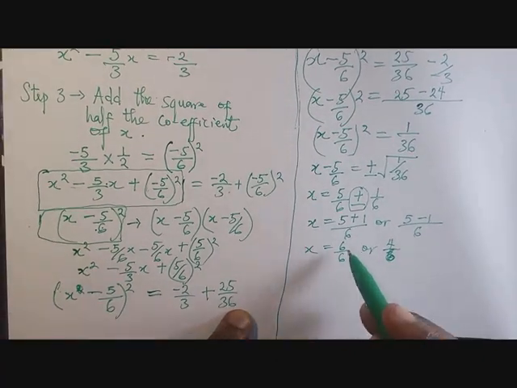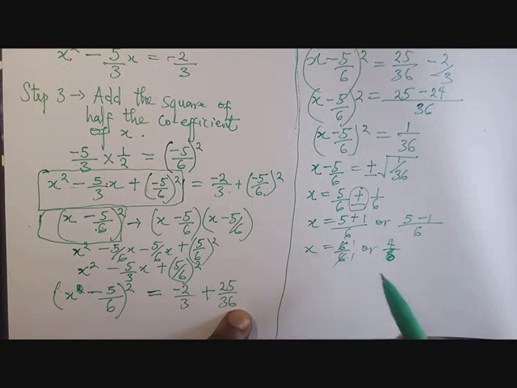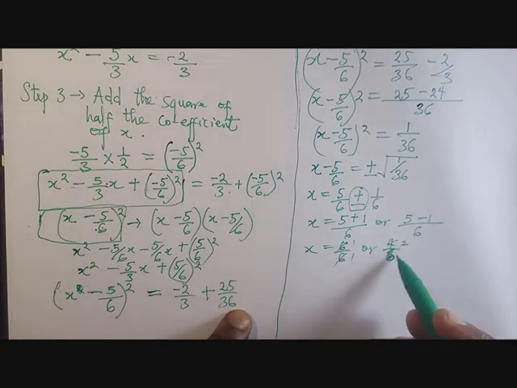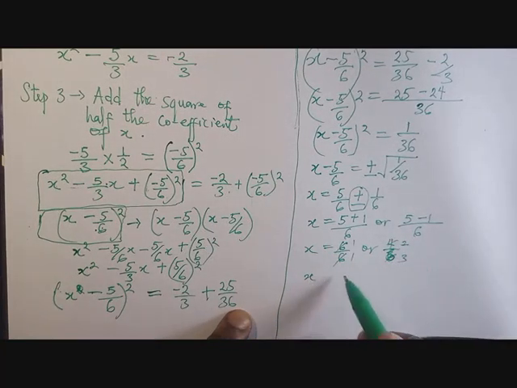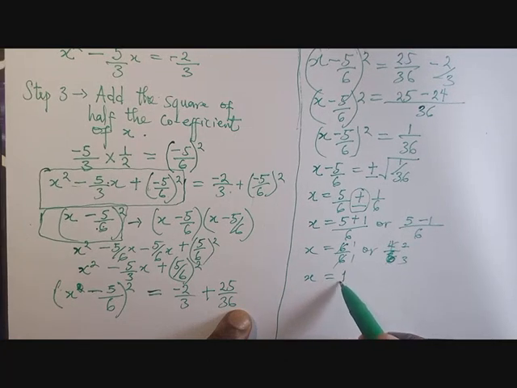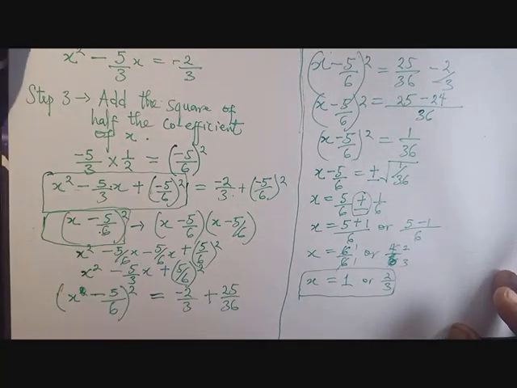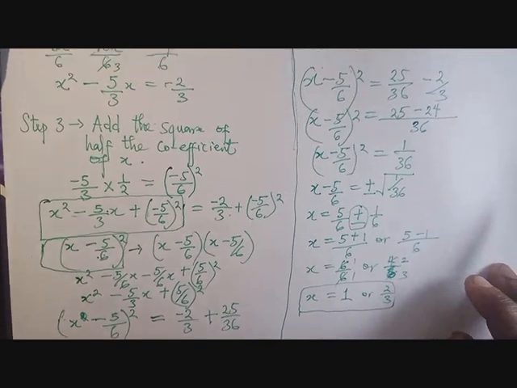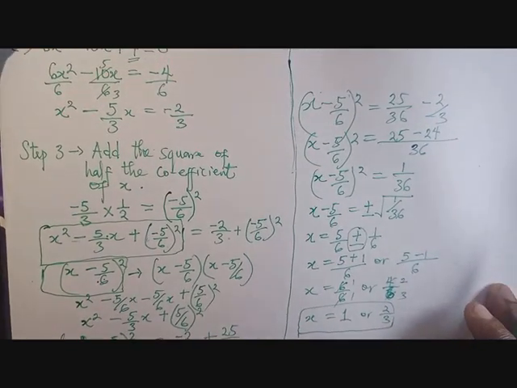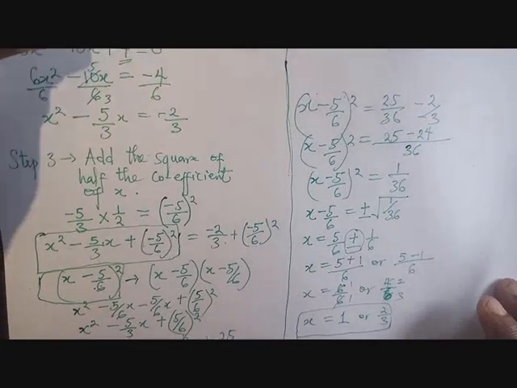So at the end of the day, what do we have? 6 here is 1, 1. 2 here is 2, 2 here is 3. So x is simply 1 or 2 over 3. So that's our value for x. Very simple. So we're going to quickly look at the second example.